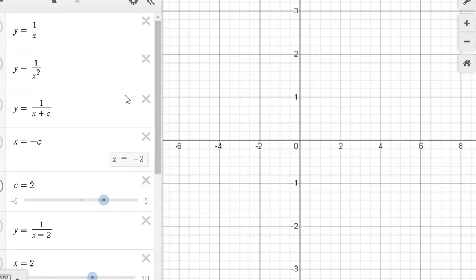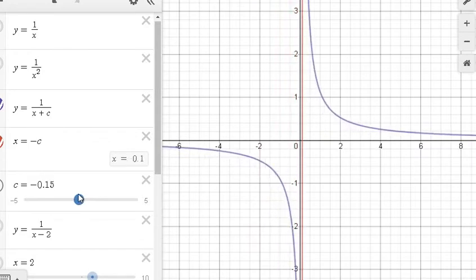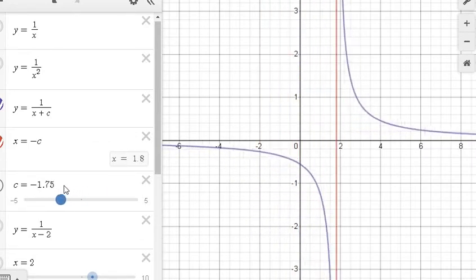Now overall, when you have the graph of 1 over x, 1 over x plus a constant, you expect a vertical asymptote at that constant. So if I change things, it's just going to shift left and right.